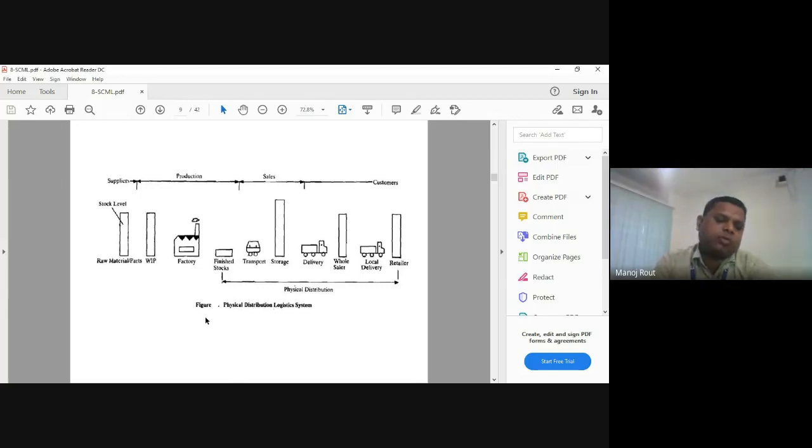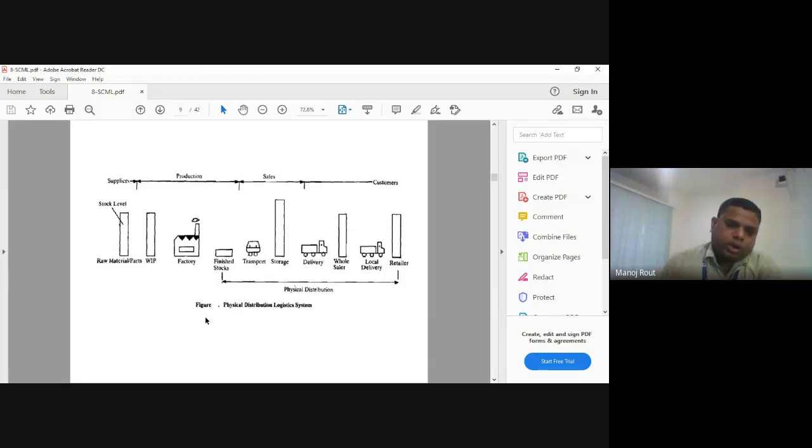The next is, with the help of outbound logistics in the mode of transportation, it goes to the outbound warehouse or storage area. From that storage area, it should be delivered to the wholesaler, then local delivery is there, and finally it should reach the retailer, and from the retailer to your customer level. So starting from the finished stock level to transportation, storage, delivery, wholesaler, then local delivery and retailer, physical distribution plays between finished stock and retail. That means after producing the particular product from the factory, the physical distribution activities go on from finished stock to the end consumers or customers.